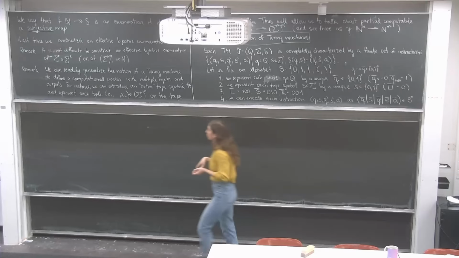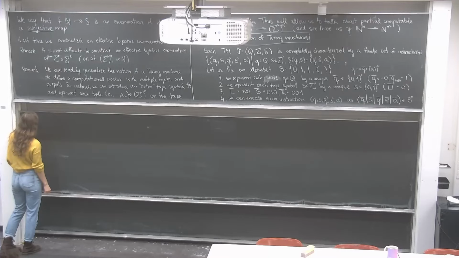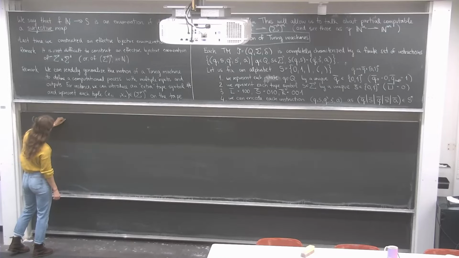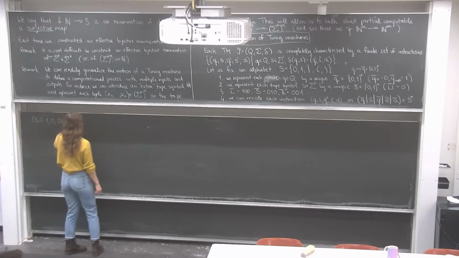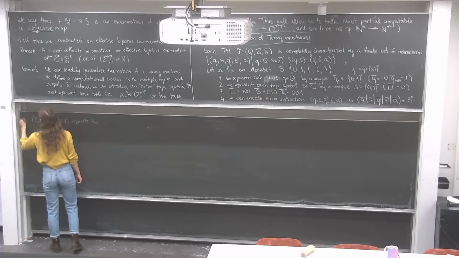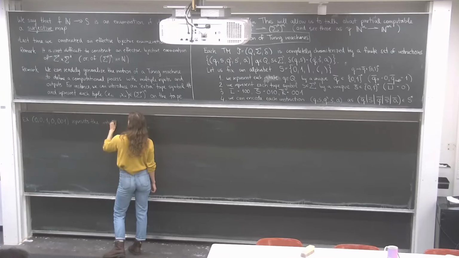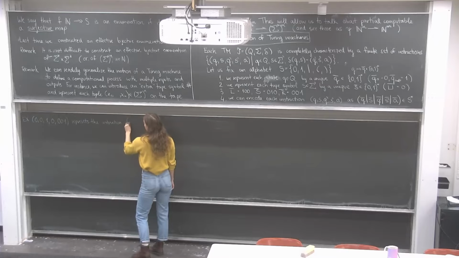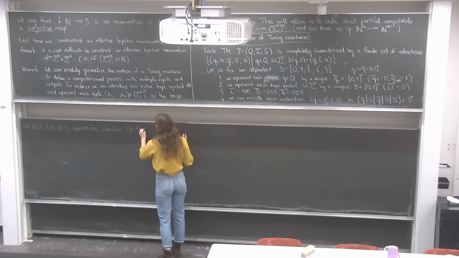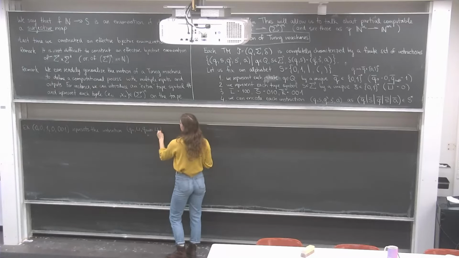So just as an example, though I think it's very clear, for instance, if we have 0, 0, 1, 0, 0, 0, 1, this represents the instruction: if we are in the initial state and we are reading the blank symbol, then we should move to the halting state, write the blank symbol, and move right.